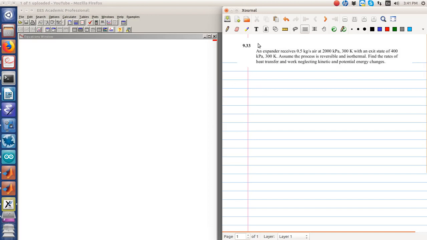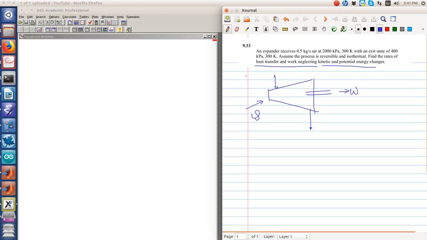We have an expander which receives 0.5 kilogram of air. So the expander decreases the pressure. In this expander there is some work output and there is some heat transfer as well, because you have to find out the rates of heat transfer and work done. You have to neglect the kinetic energy.